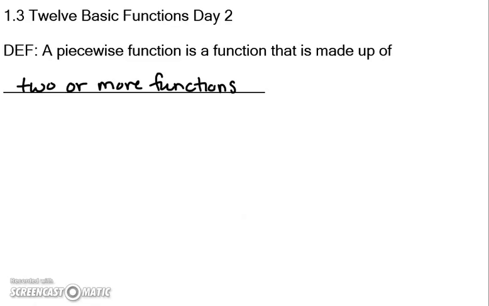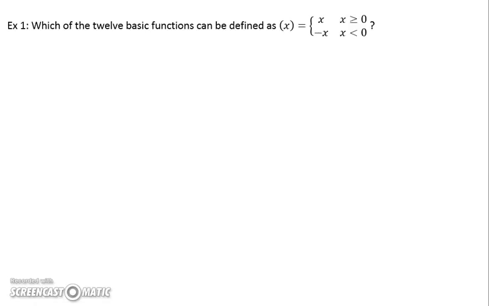So it's going to have generally two pieces, but sometimes we might see three. Occasionally it'll be four, but not very often. So it's just a function that's made up of two or more functions. So let's take a look at what I'm talking about here. If we look here, it says, which of the 12 basic functions can be described as f of x equals x when x is greater than or equal to 0, and negative x when x is less than 0. So in order to see this, let's take a look at a graph and see what we're talking about here.